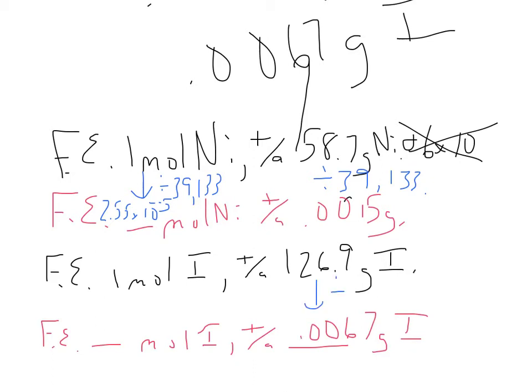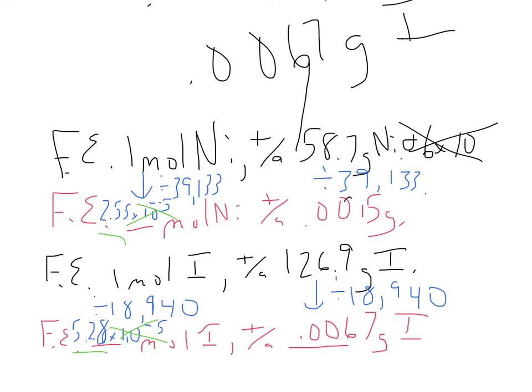And so to get there, by 18,940. So I'm going to divide this one by 18,940. And I get 5.28 times 10 to the negative 5th. And so our negative 5th doesn't really matter. I can cross those off. And I'm really just comparing 2.55 to 5.28.